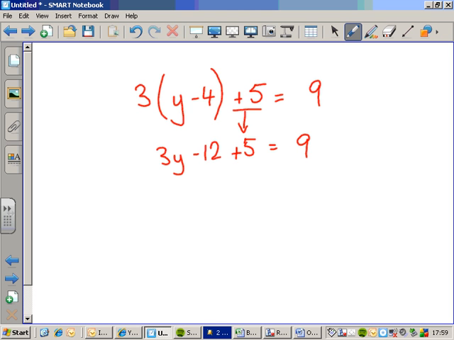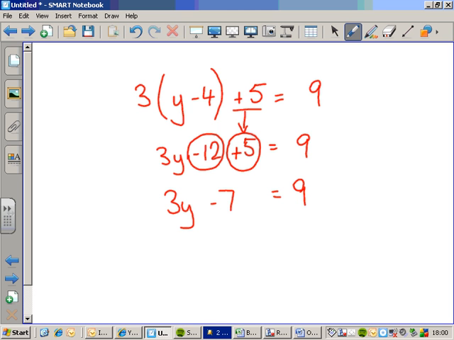Because now we can do something we've done before, which is collecting like terms, isn't it? We've got a minus 12 there and a plus 5 there on the same side of the equation, in the same expression. And we can collect those together, can't we, before we go any further. So, what is minus 12 plus 5? Well, I reckon minus 12 plus 5 is minus 7.